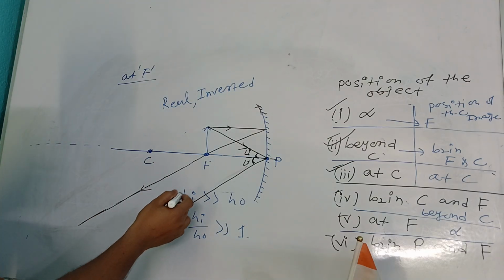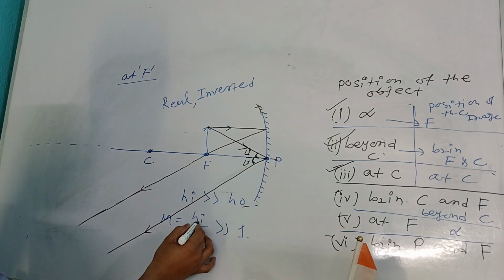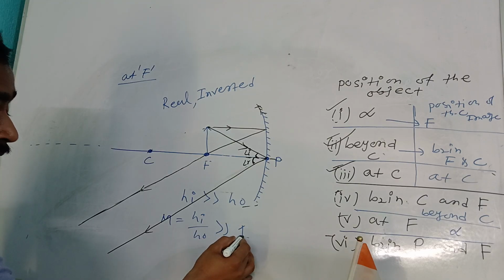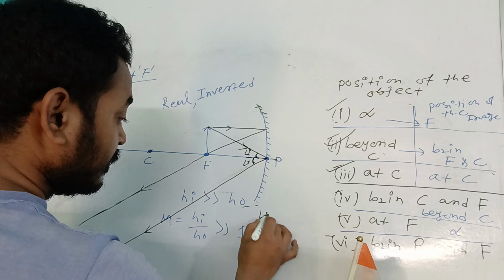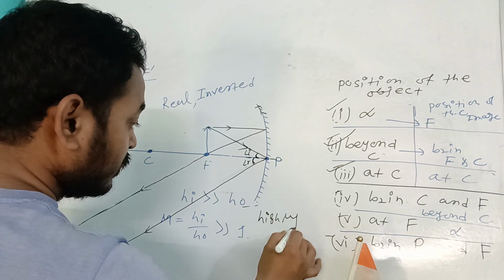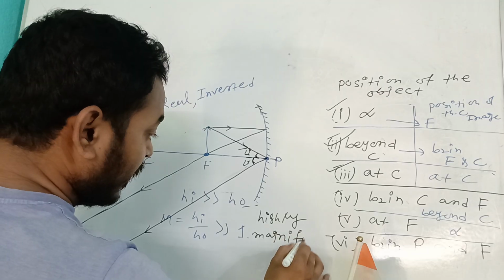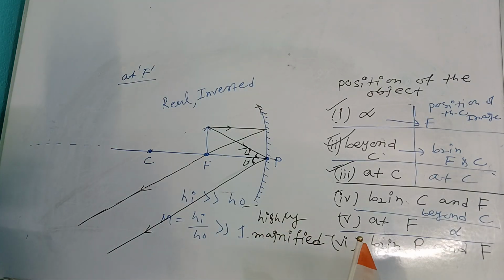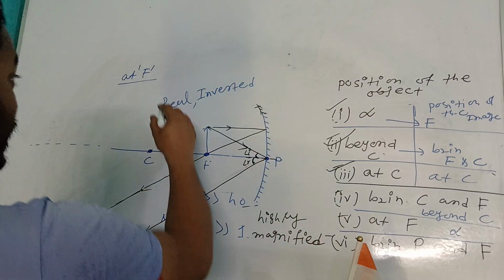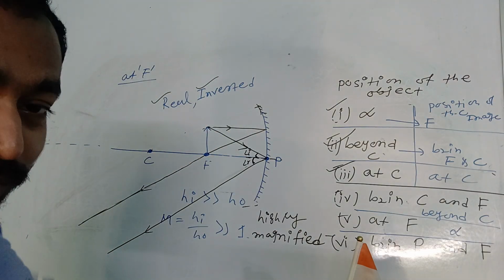At infinity means what? Height of image is what? Very much greater than height of object. The magnification hi by ho is very much greater than 1. So it is highly magnified. Achha, highly magnified, then real, inverted. Now it's okay.